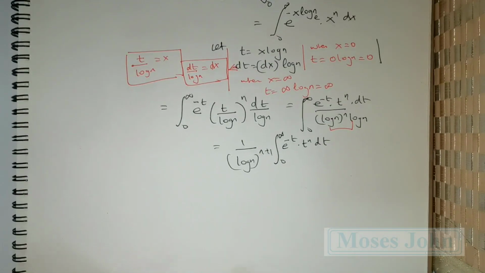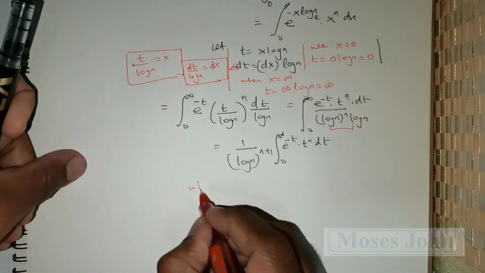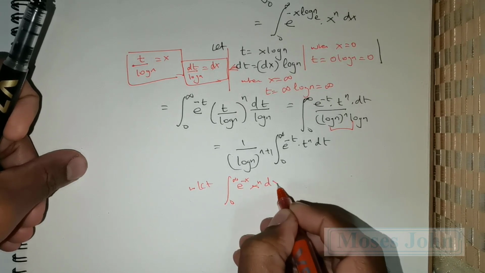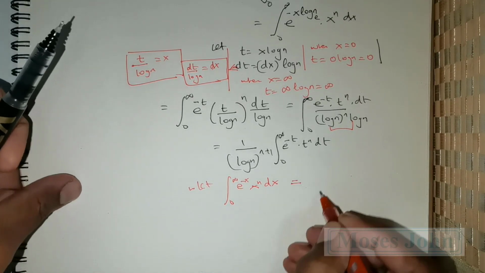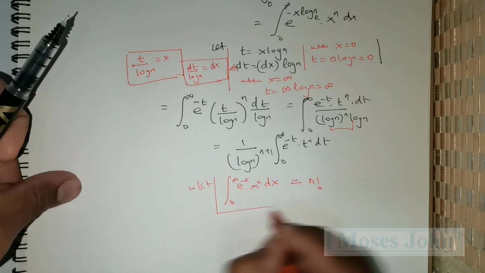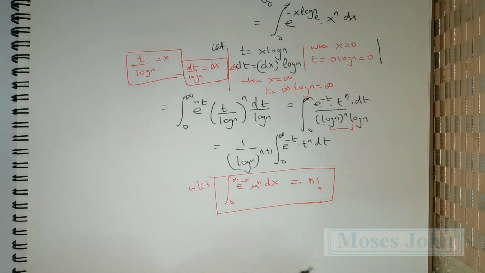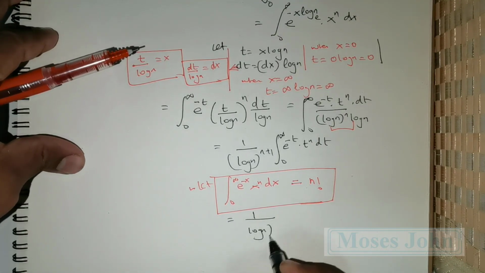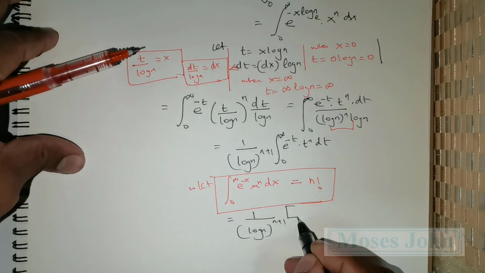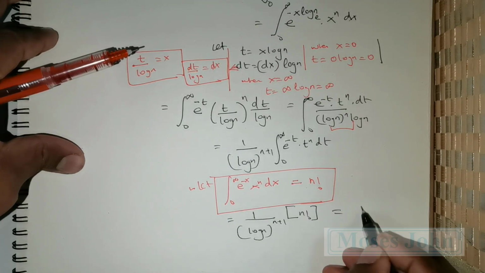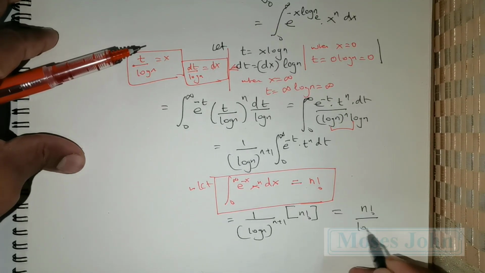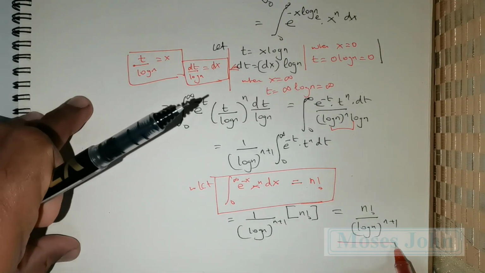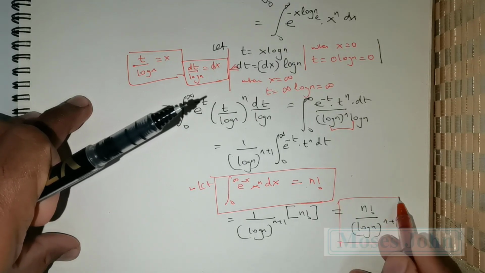Now we studied a formula. We know that integral 0 to infinity e power negative x times x to the power n times dx is equal to n factorial. We studied it at the beginning of this class. So I would be using that. That would mean I would now have 1 divided by log n raised to the power n plus 1 times n factorial. Rewriting this, I get n factorial divided by log n raised to the power n plus 1, which is my final solution for this question.